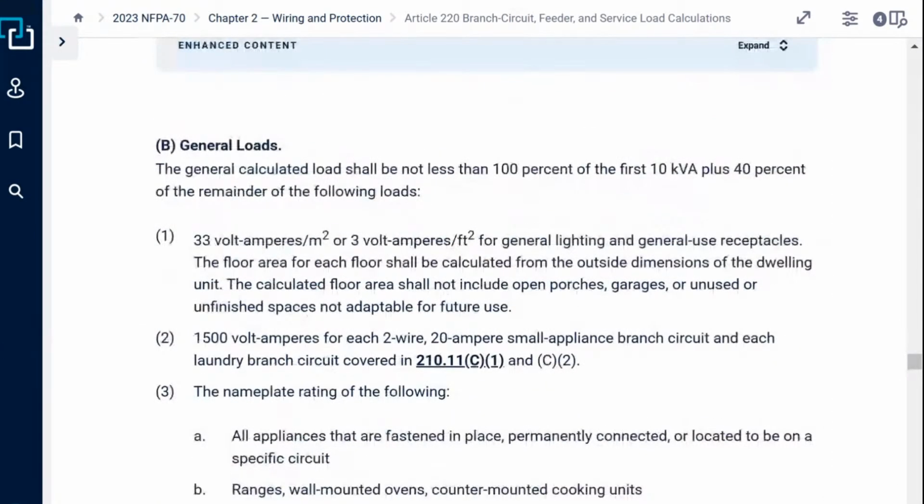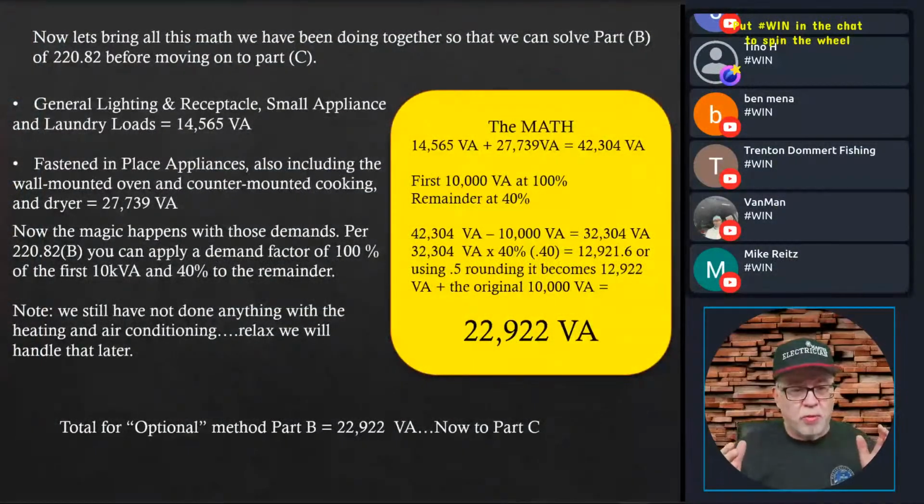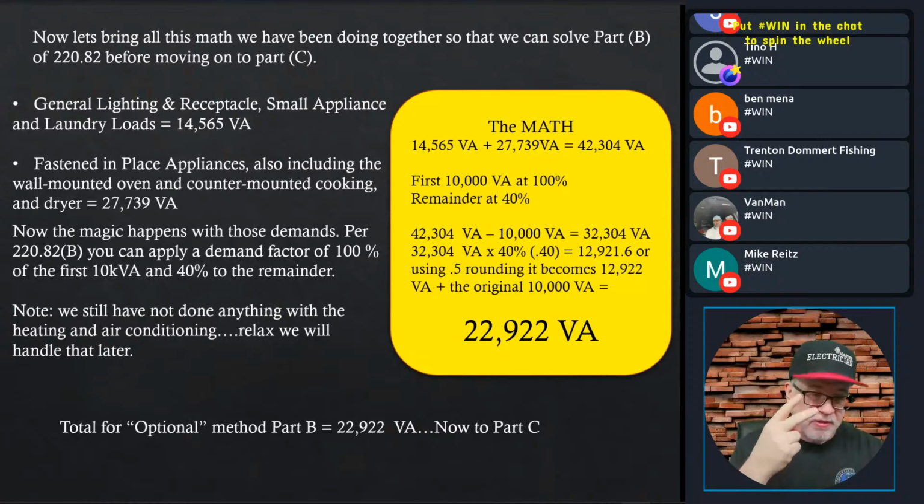Don't lose focus on what we're doing. This is just basically throwing everything in the pot, and we're going to be able to apply a demand factor to it. Now, standard was done differently. This is done in one big lump, except for the heating and cooling, which is separate. But this is how it's done.